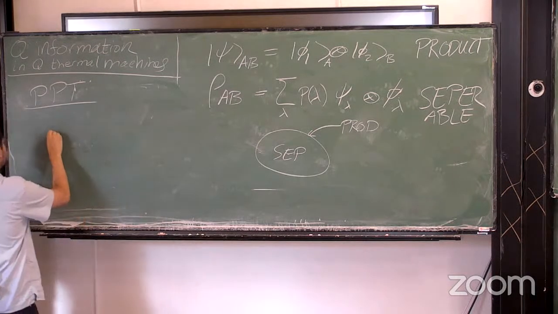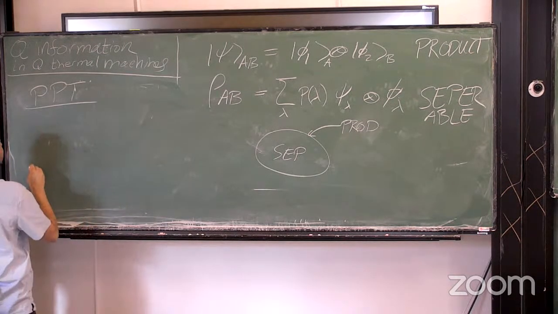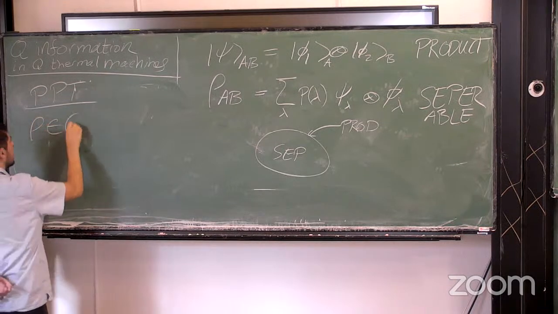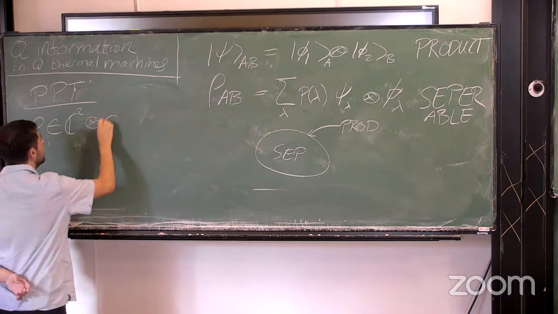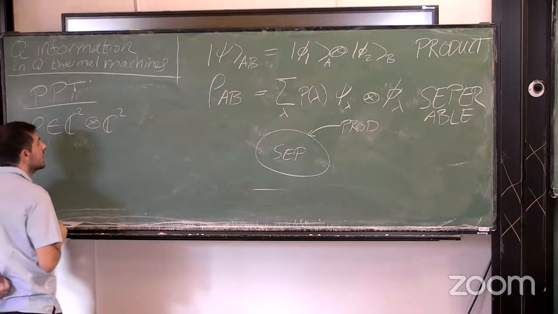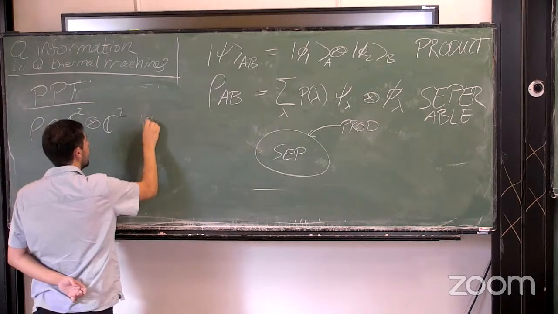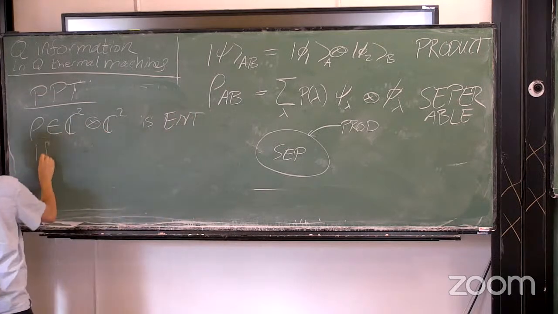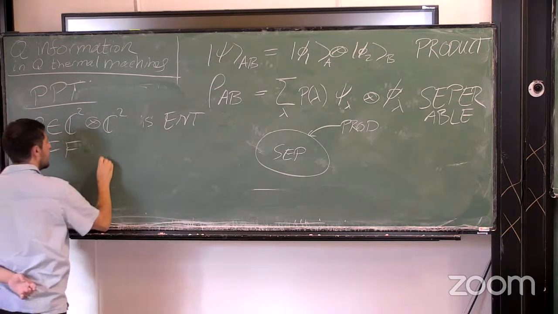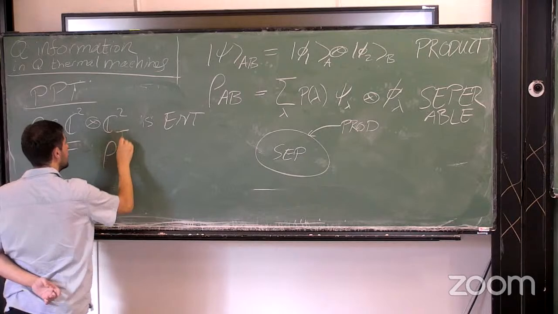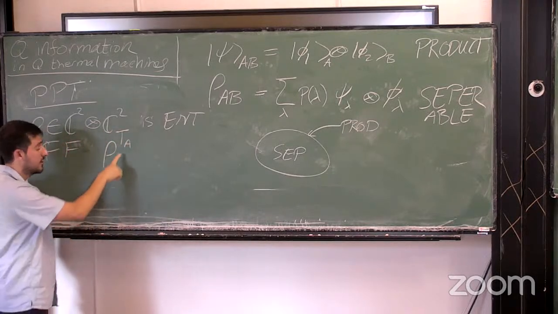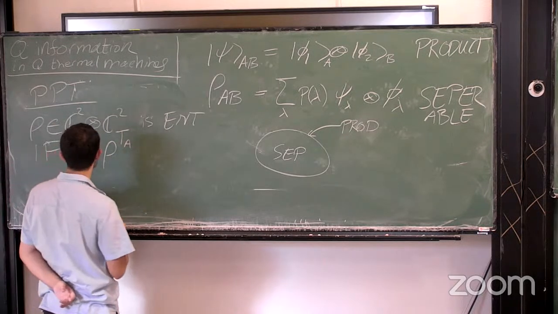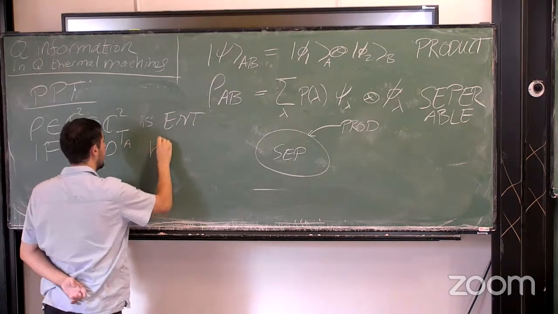The principle here states that if rho is a 2-qubit state, let me write it like that, a 2-qubit state, then it is entangled if and only if the partial transpose taken over one system, here I took system A, but it doesn't matter which one I take, just take A for convenience, has a negative eigenvalue.